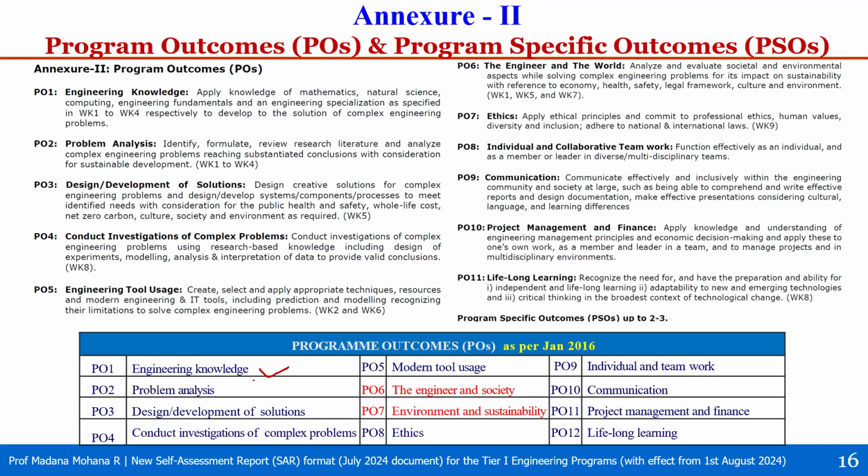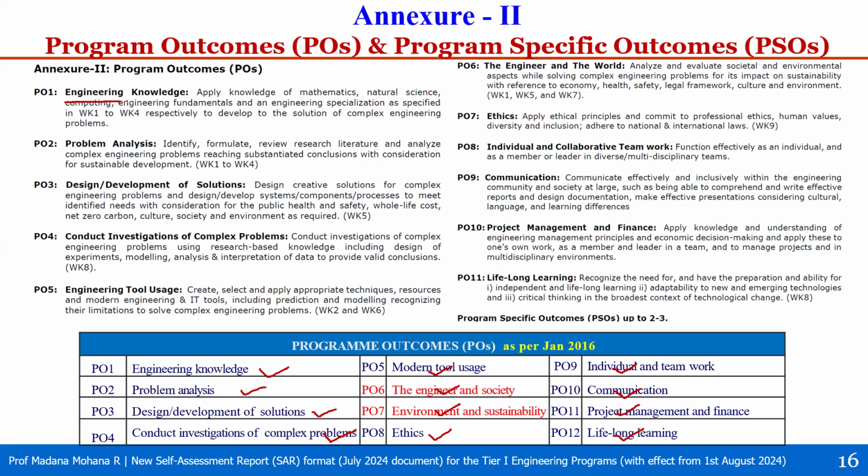PO1 is engineering knowledge, PO2 problem analysis, PO3 design and development of solutions, then PO4 conduct investigations of complex problems, then PO5 modern tool usage, then PO6 the engineer and society, then PO7 environment and sustainability, PO8 ethics, then PO9 individual and teamwork, then PO10 communication, PO11 project management and finance, then PO12 lifelong learning. Now as for the new SAR, let us see what the current POs are.